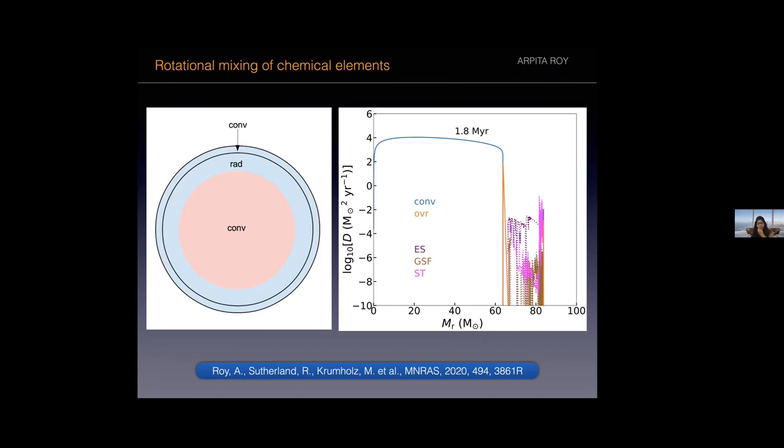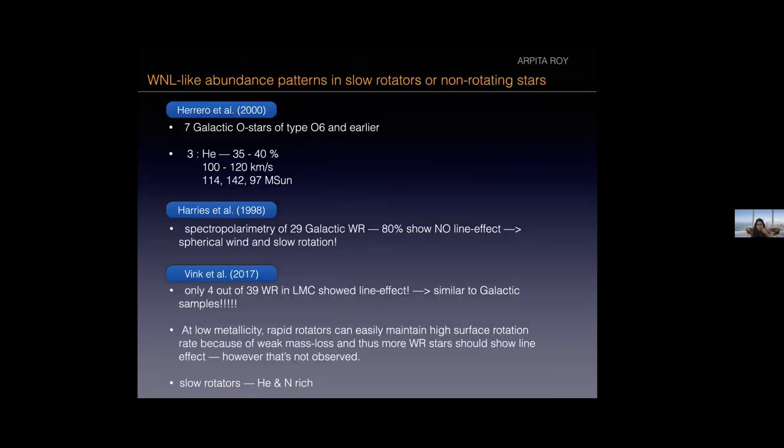But then if you look at the observations, there are observations of WNL-like abundance patterns, but in slow rotators. Like Herrero et al. 2000, they looked at 7 galactic O stars, and found that almost 3 of them show helium abundances of the order of 35 to 40%, with projected velocities of 100 to 120 kilometers per second, and all of them have masses of the order of 100 solar masses. And also the Harris et al.